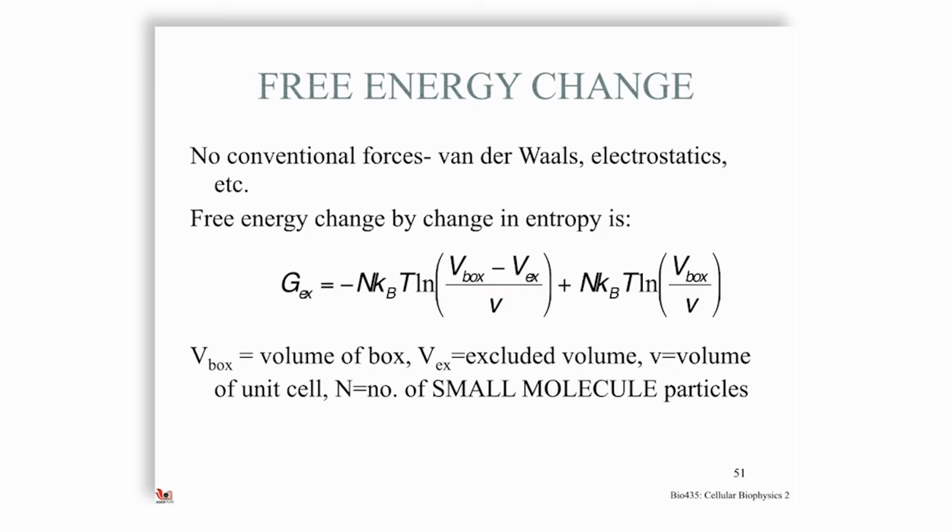So let's break it down. The first part is the negative term with the number of small molecule particles N capital times kBT, which is your familiar scaling factor, times the natural log of the box volume, the volume we're studying, minus the excluded volume that is lost due to the presence of small molecule particles, and it is plus the original box volume relative to the volume of a unit cell, number of units. You may say omega in the brackets on the right hand side.